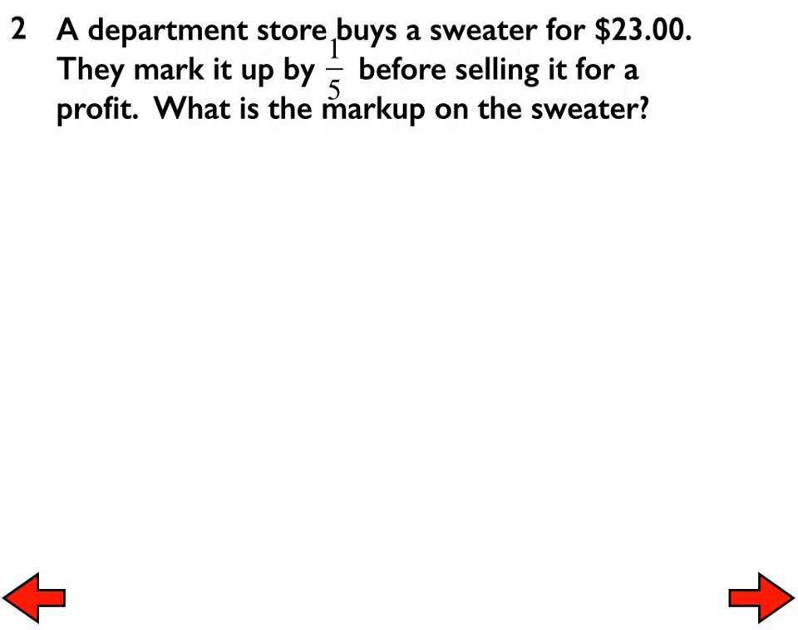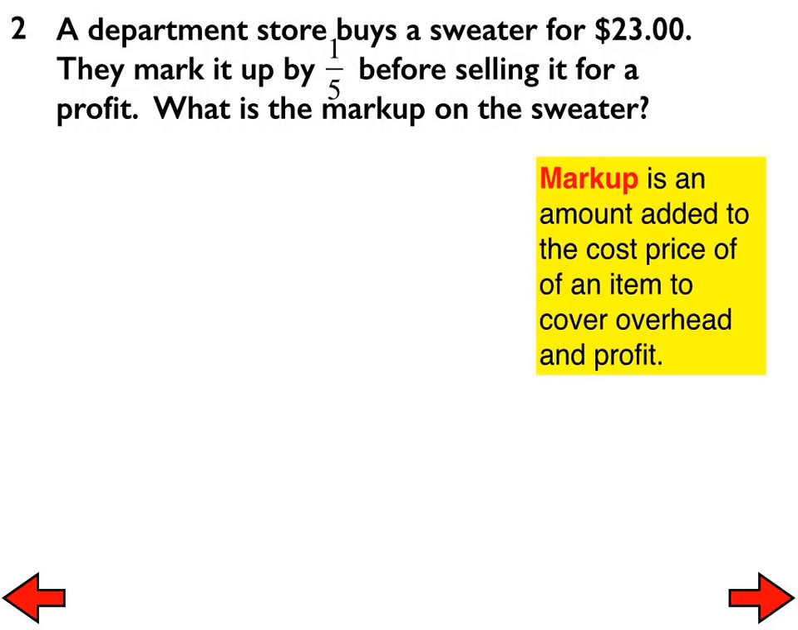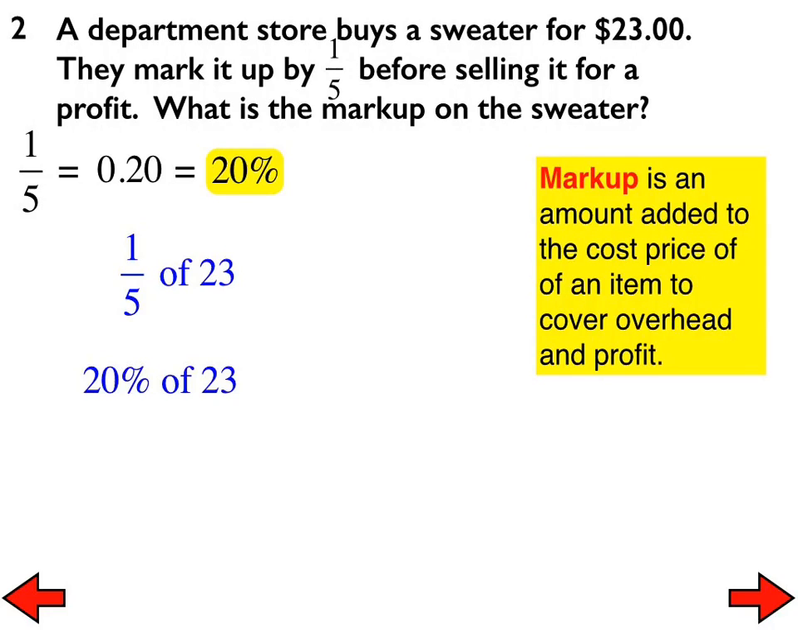Let's go to number 2. A department store buys a sweater for $23. They mark it up by 1/5 before selling it for a profit. What is the markup on the sweater? Go ahead and figure that out. And 1/5 as a percent is, of course, 20%. So we need to find 20% of 23, not 120%, which is what a couple of you did.